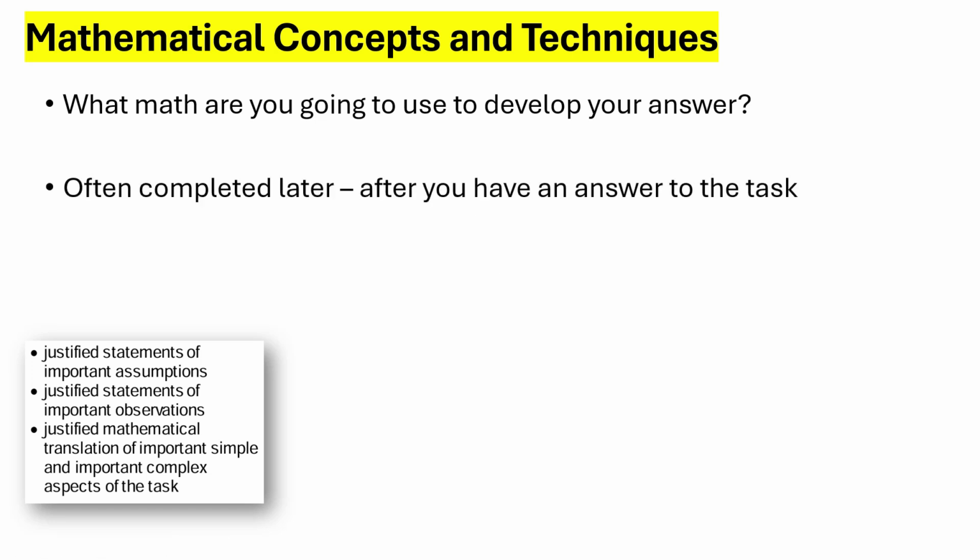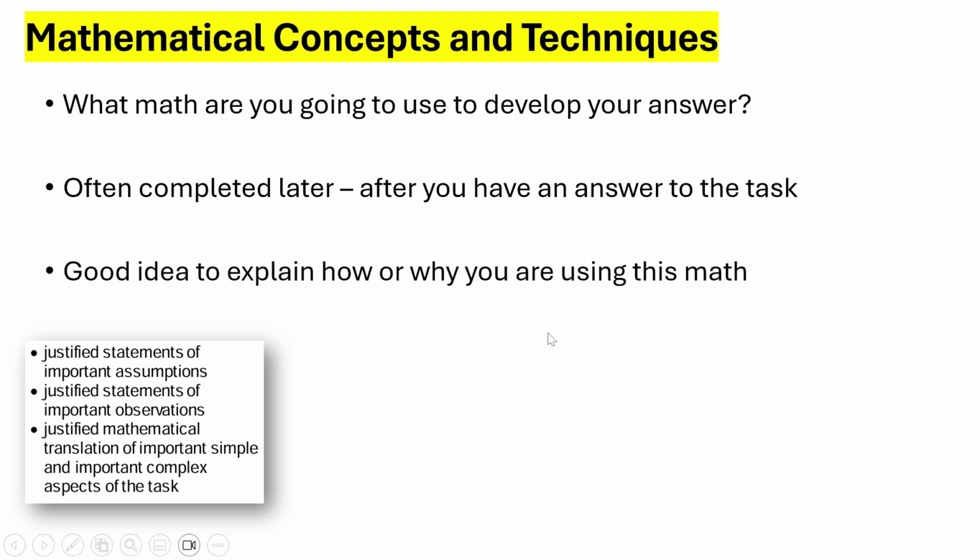Quite often, people will come back and complete this section because you might find yourself using some maths that you didn't write in there. So you're going to come back and fill this in at the end of the task. My suggestion to you is that this is a good time to start explaining why you're doing things. This bottom criteria here, justified mathematical translation of the simple and important aspects of the task. So why are you actually going to use Excel? How are you actually going to use Excel?